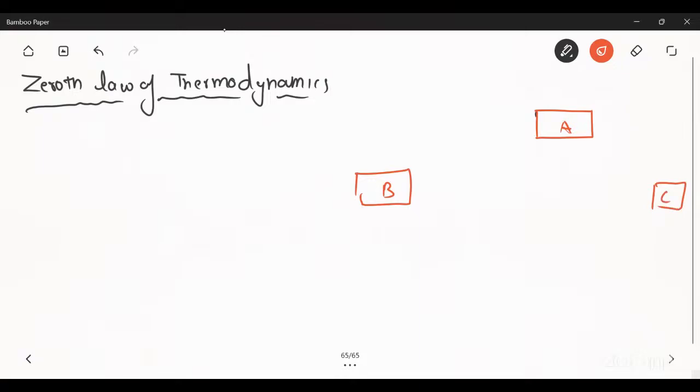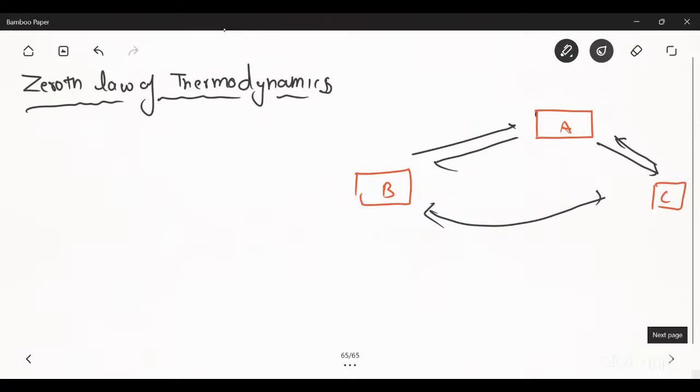If A and B are in thermal equilibrium with each other, and if A and C are in thermal equilibrium with each other, then B and C are also in thermal equilibrium with each other. So this is the zeroth law of thermodynamics. The zeroth law states that if two bodies out of three are each separately in thermal equilibrium with the third body, then those two bodies are also in thermal equilibrium with each other. That means if A and B are in thermal equilibrium, and A and C are in thermal equilibrium, then B and C also have to be in thermal equilibrium with each other. So this is the zeroth law of thermodynamics.